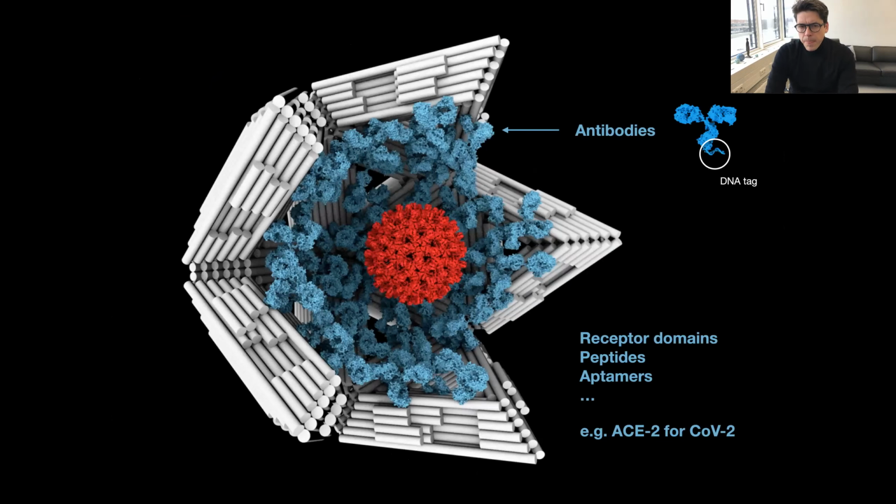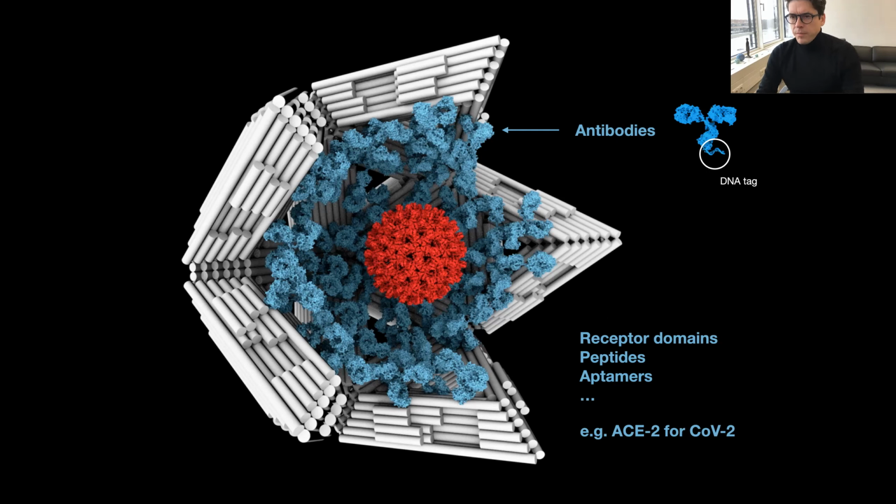We used mostly antibodies at this point. So there are macromolecules which have specific affinity for viral surface proteins, many of them available. What you can do is tag them with a DNA strand, and then use this DNA-tagged antibody and hybridize it to single-strand DNA protrusions on the interior surface of these cavities, of these shells. But there are other options.